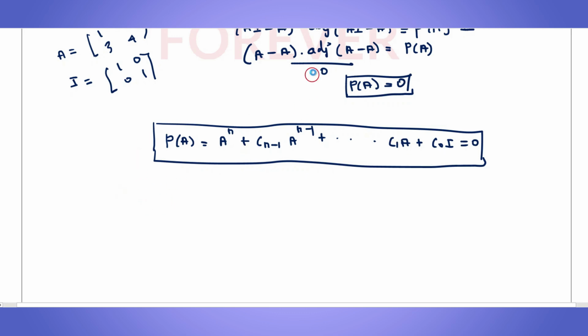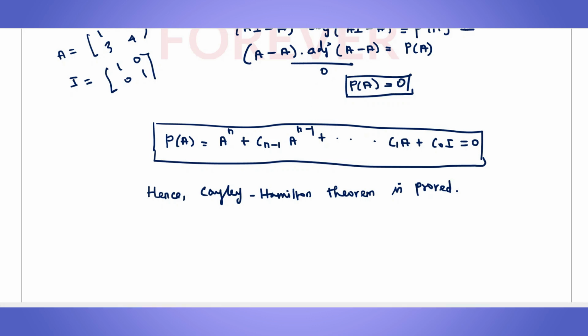So hence the Cayley-Hamilton theorem is proved. I hope you understand. This is the easiest method we have to solve today. For some problems, it takes more than 2 pages. By using the adjoint matrix we can solve and prove the Cayley-Hamilton theorem.